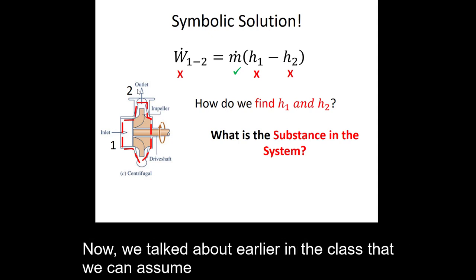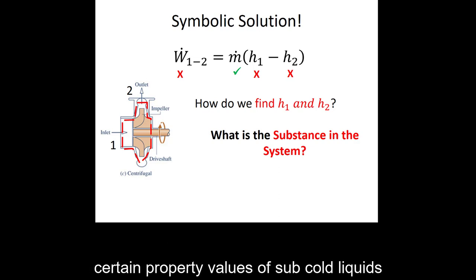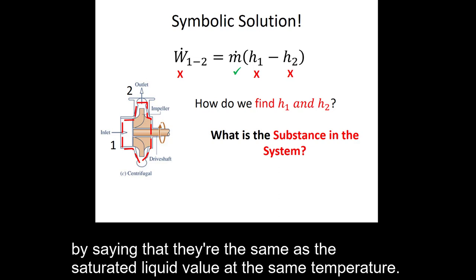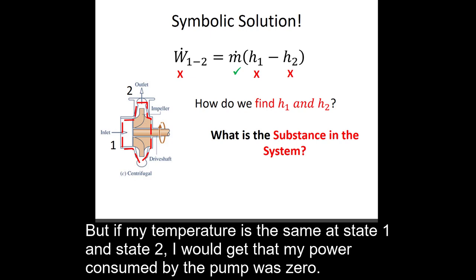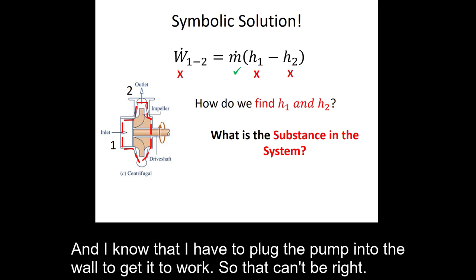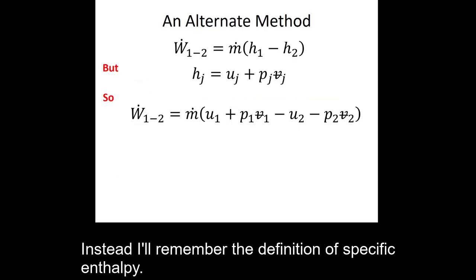Now, we talked about earlier in the class that we could assume certain property values of subcooled liquids by saying that they're the same as the saturated liquid value at the same temperature. But if my temperature is the same at state 1 and state 2, I would get that my power consumed by the pump was 0. And I know that I have to plug the pump into the wall to get it to work, so that can't be right. Instead, I'll remember the definition of specific enthalpy.